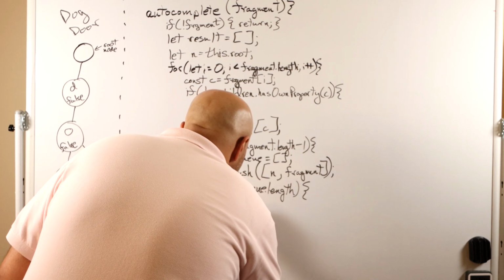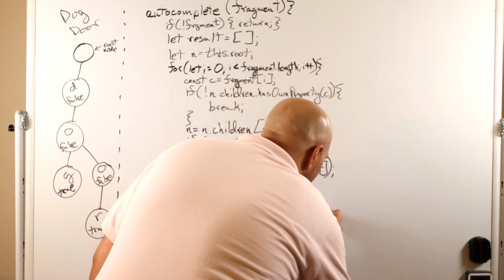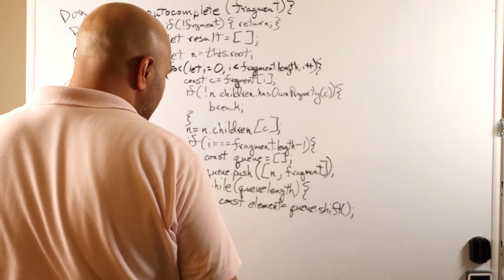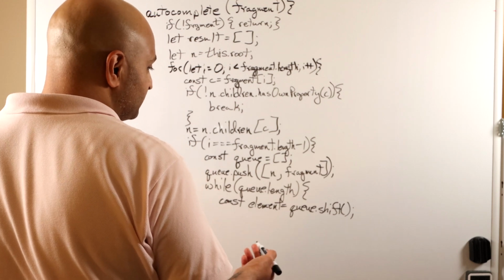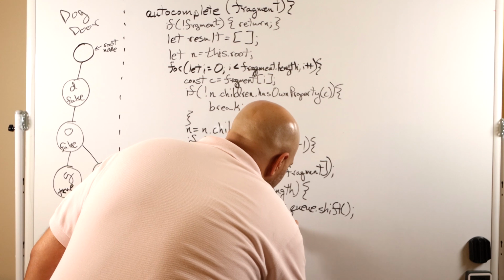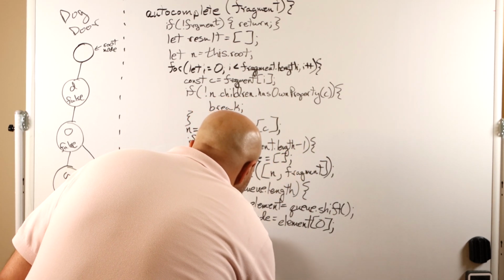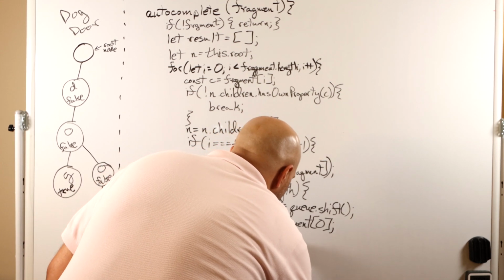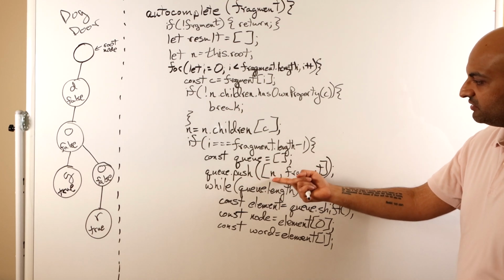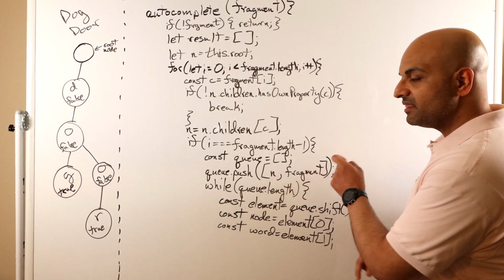So we can go ahead and say const element equals queue.shift. And this will actually pop the first item off of the queue and return it and assign it to element. So now let's go ahead and get the node and the word fragment that this corresponds to. So we can go ahead and say const node equals element of 0, and then const word equals element of 1. Now remember, in our queue, we're always pushing in 2 items inside this array that correspond to this element. The first item is always going to be a node, and the second item is always going to be a string that may or may not be a word.